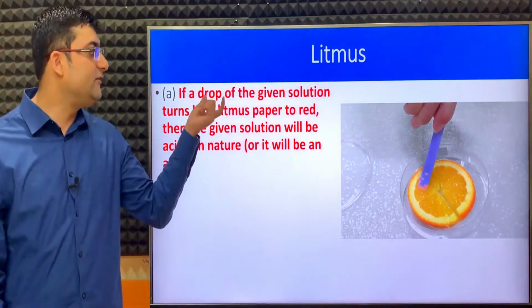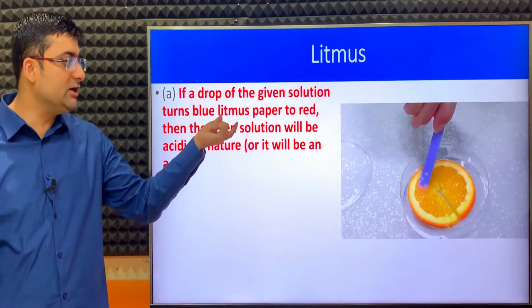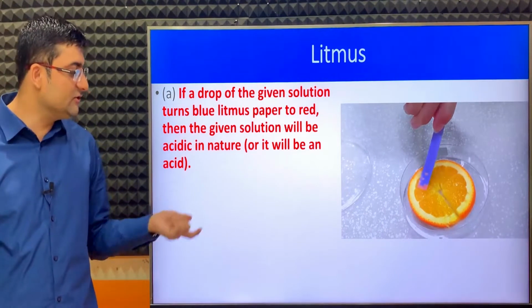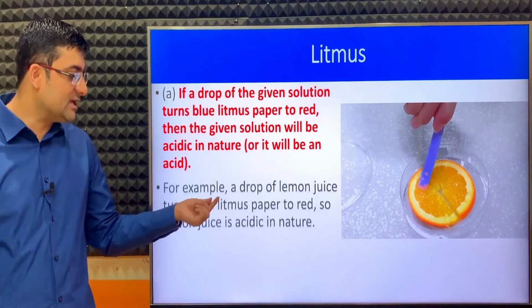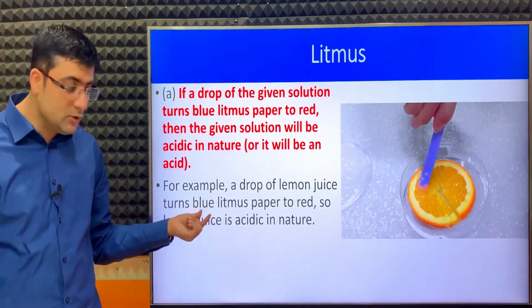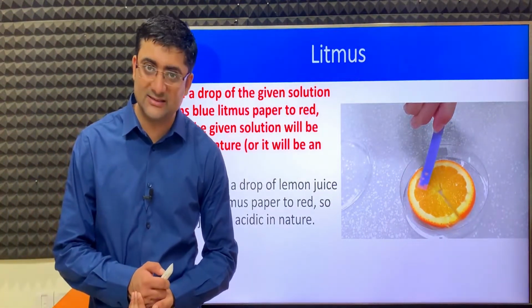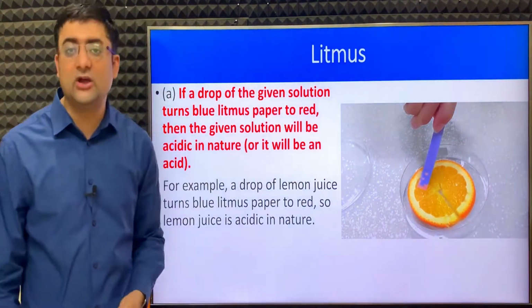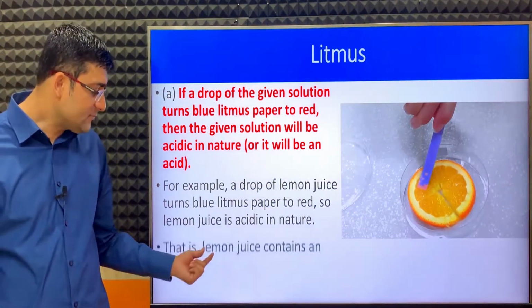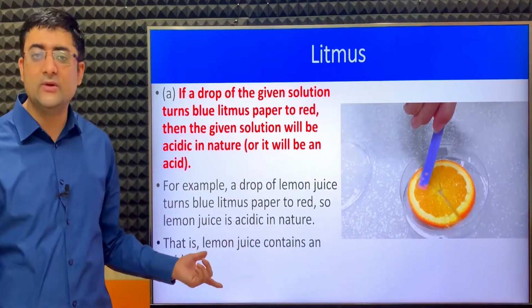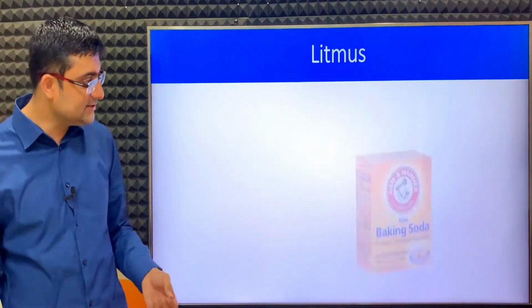So see, if a drop of the given solution turns blue litmus paper to red, then the given solution will be acidic in nature. For example, a drop of lemon juice turns blue litmus paper to red, so lemon juice is acidic in nature. Why? It has citric acid in it. Is this clear? So this is how you test. That is, lemon juice contains an acid. Which acid? Citric acid.